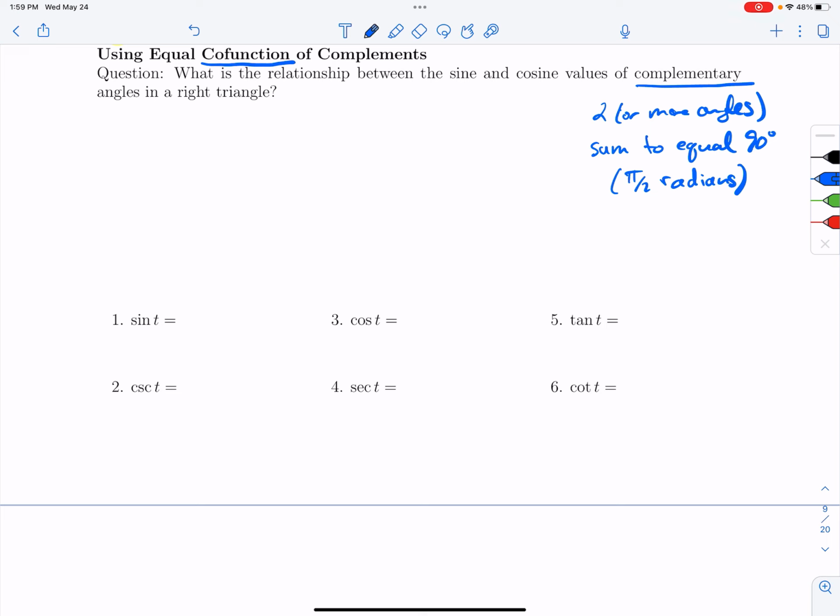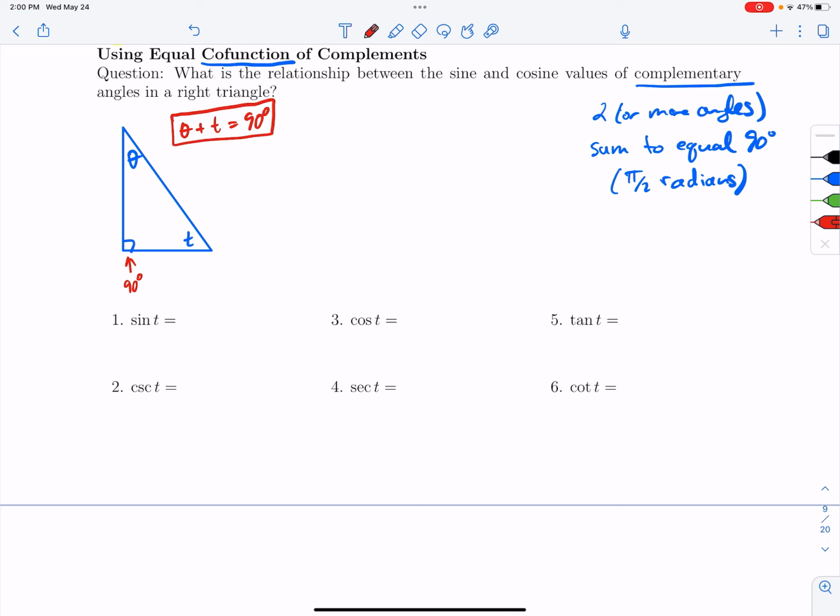Okay, so let's say we have a right triangle, and I have angle t here. Let's say theta is here. And this is a right triangle. Now, we know that because this angle right here is 90 degrees, and the sum of all angles in a triangle add up to 180, what that means is theta plus t has to sum up to 90 degrees. So let's keep that over to the side here.